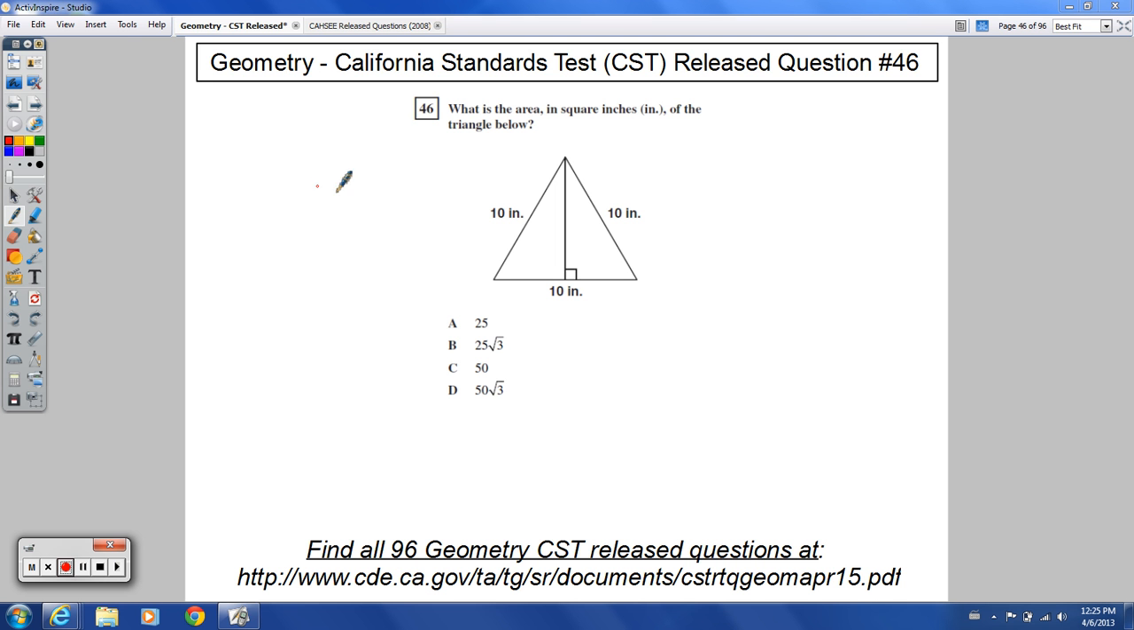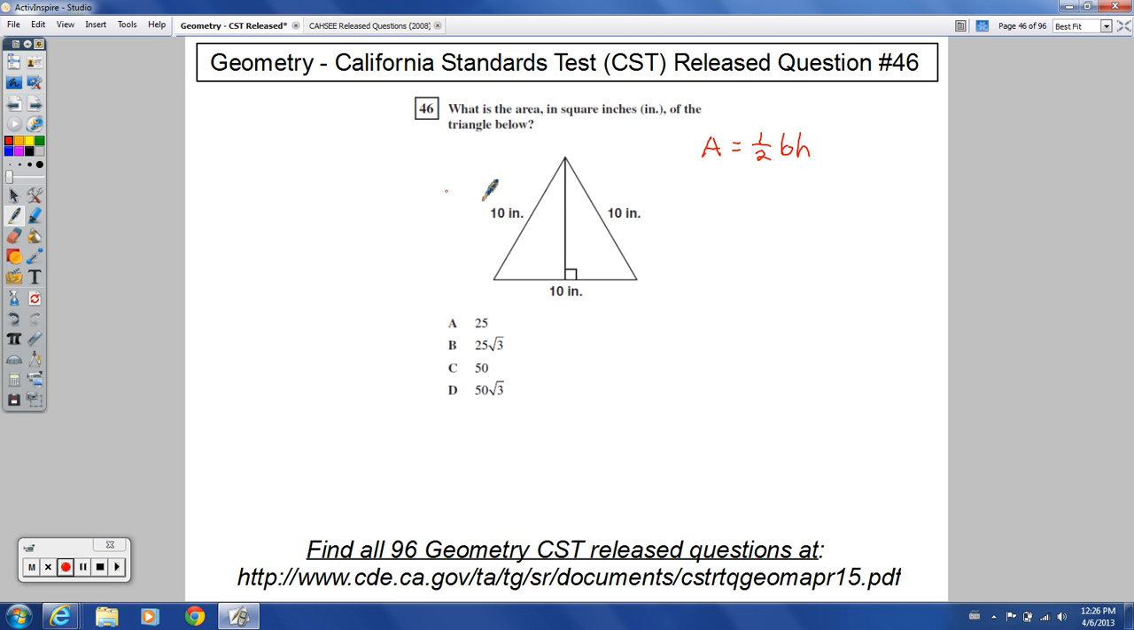Welcome to Geometry CST release question number 46. It says, what is the area in square inches of the triangle below? And so we know the area of any triangle is 1/2 base times height. I'm going to show you a couple of different ways to do this one.